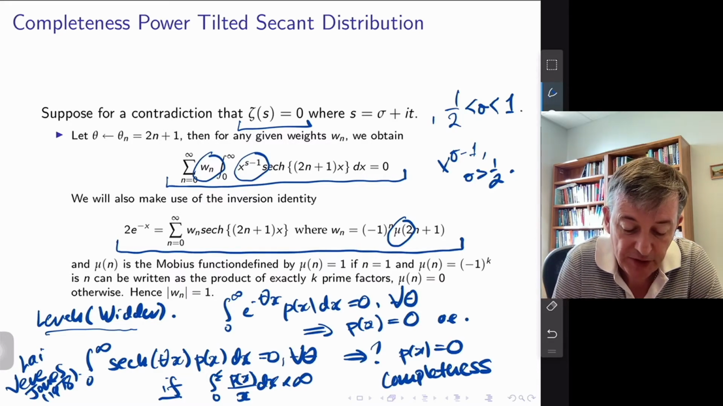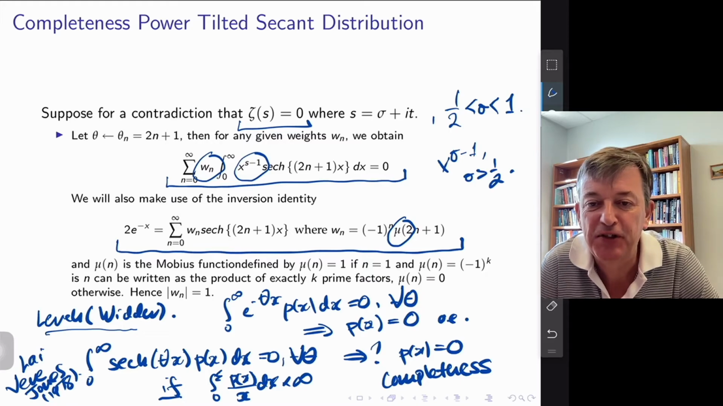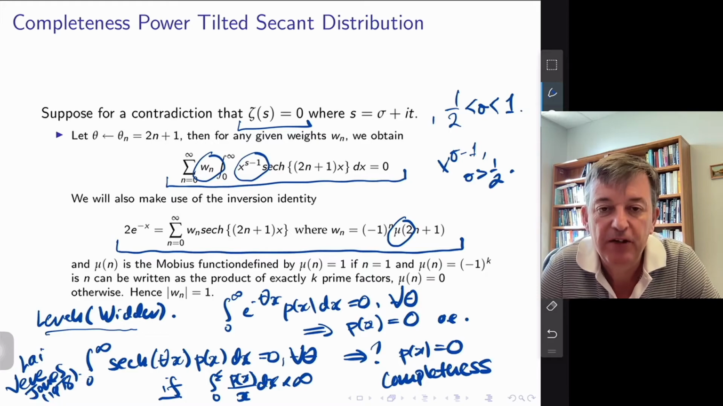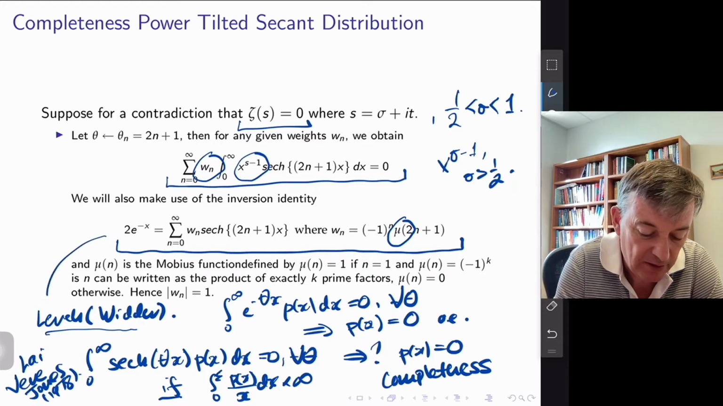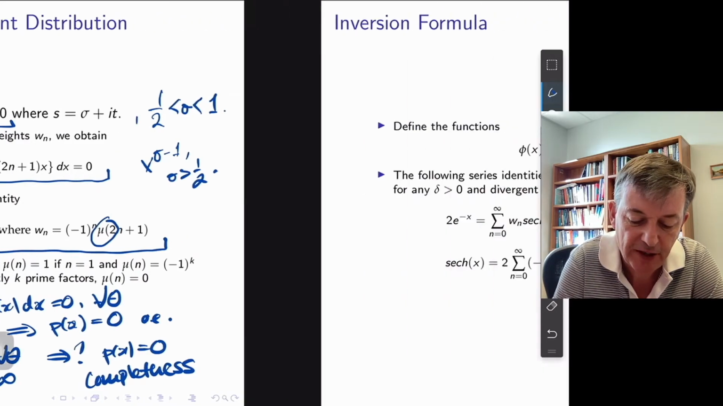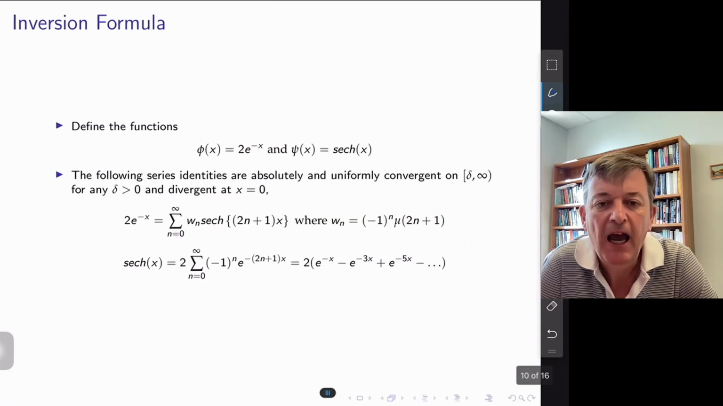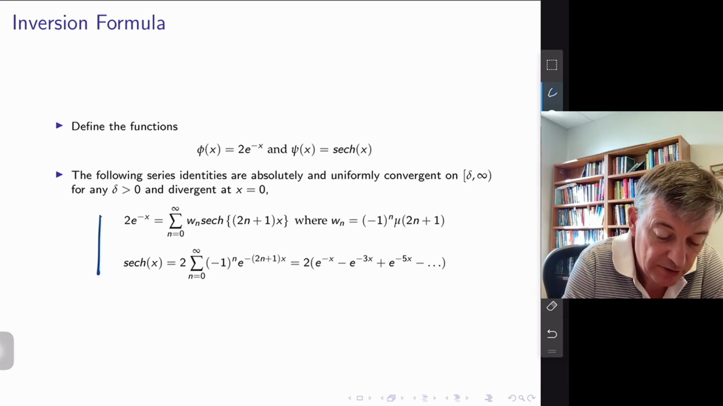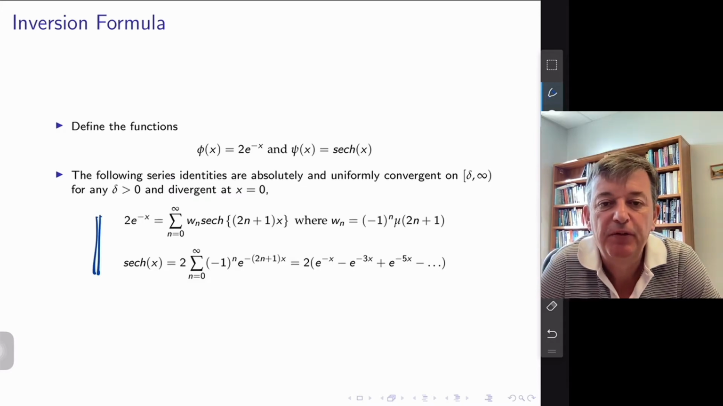And then we're trying to get back to Lerch's theorem to prove completeness. We know that if we pick the weights to be minus 1 to the n times the Mobius function at 2n plus 1, we're going to get back to the exponential function, and then Lerch's theorem will give us our contradiction. So that's the basic idea. And again, this is an interesting probabilistic fact that's related to completeness in the Riemann hypothesis. So I think these two identities are sort of important to know.